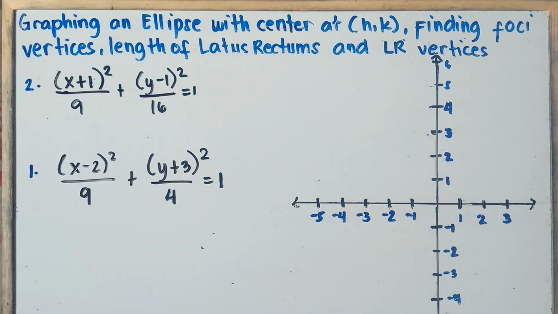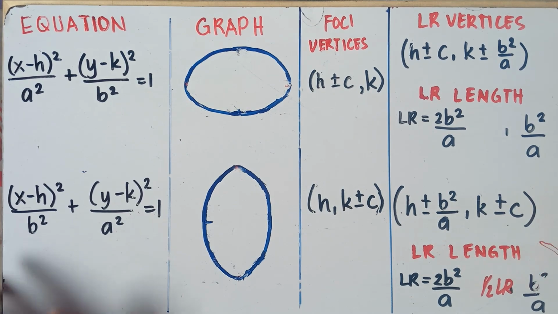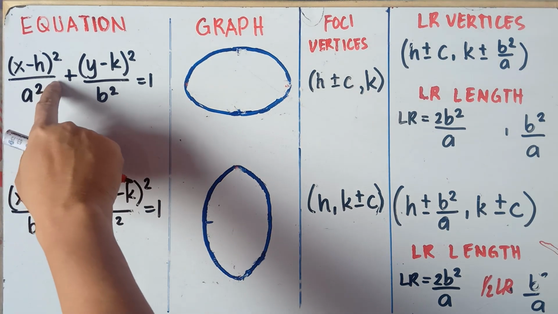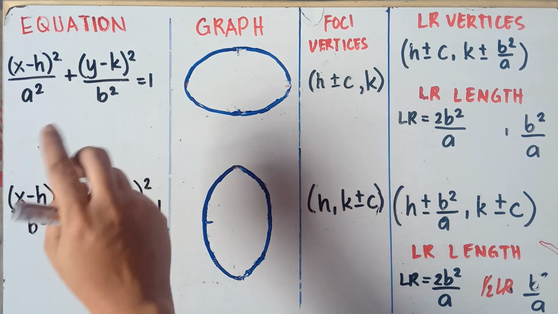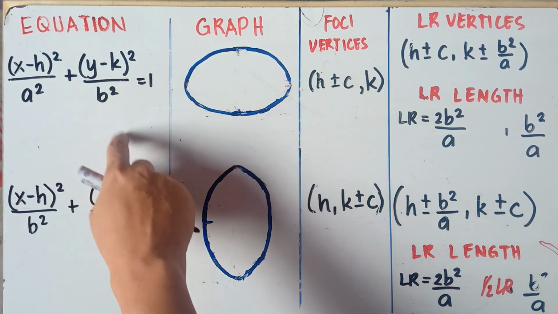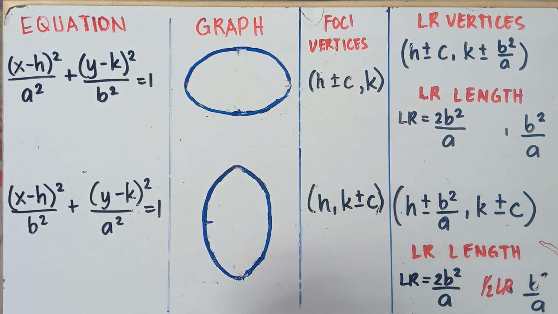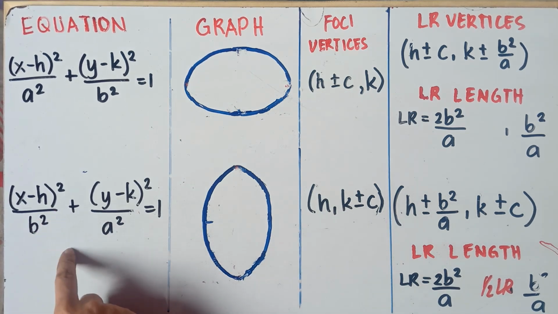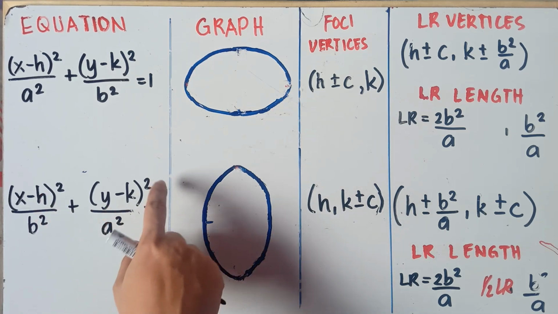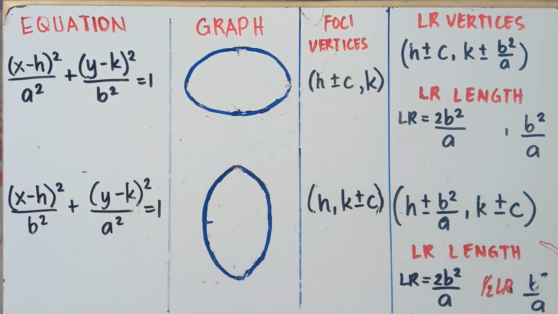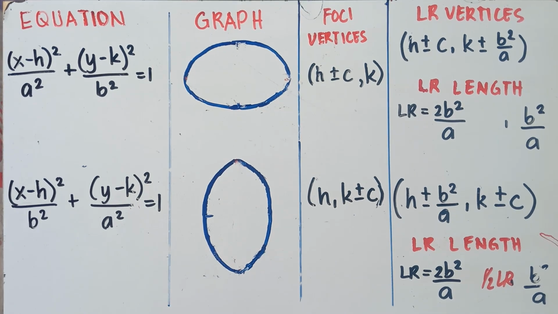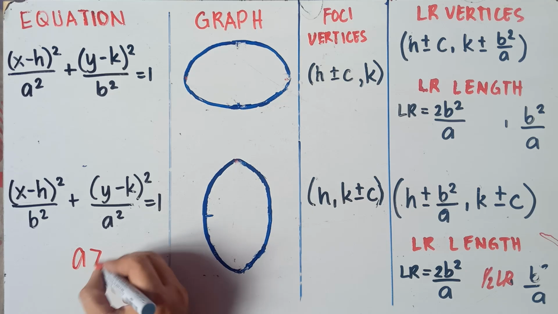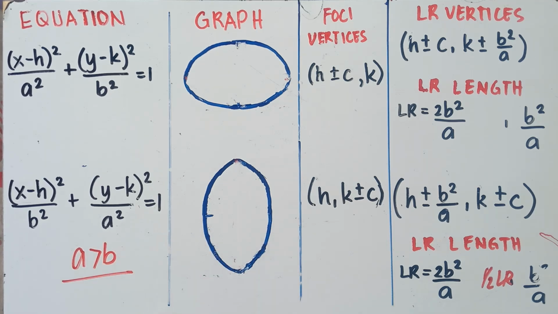Before we answer number 2, once again, we need to understand more about the equation of the ellipse. The equation of the ellipse says: quantity (x minus h) squared over a squared plus quantity (y minus k) squared over b squared equals 1. We also have quantity (x minus h) squared over b squared plus quantity (y minus k) squared over a squared equals 1. You need to remember, class, that in an ellipse, a is always greater than b.